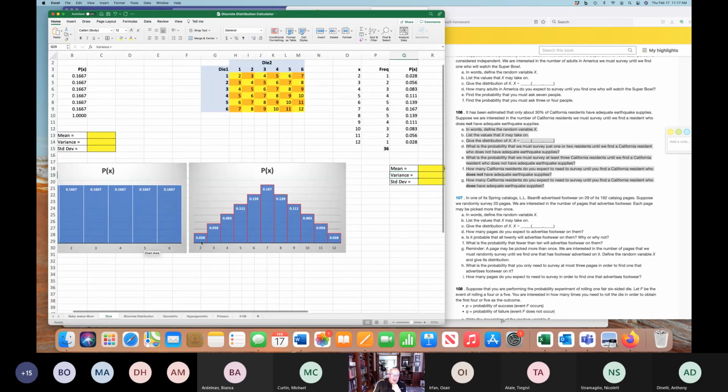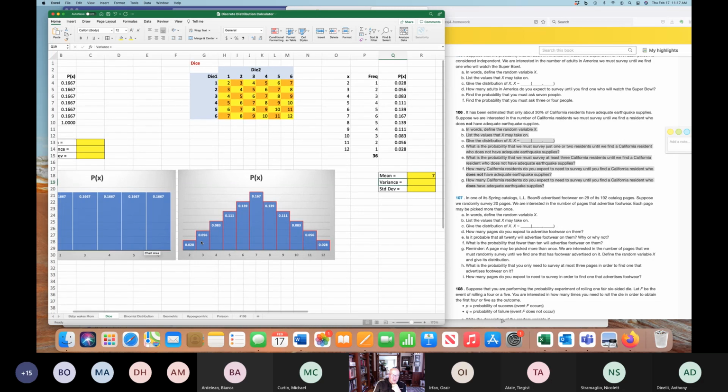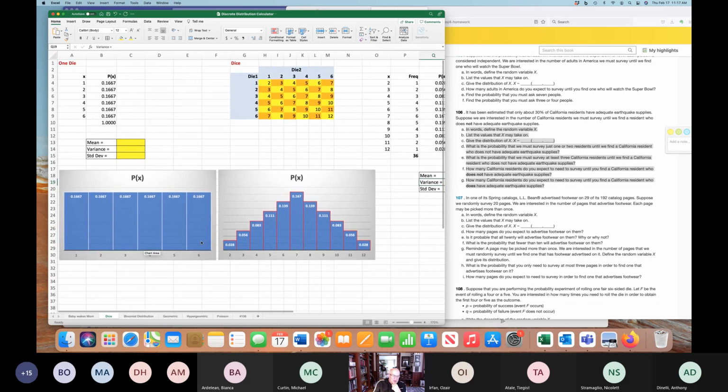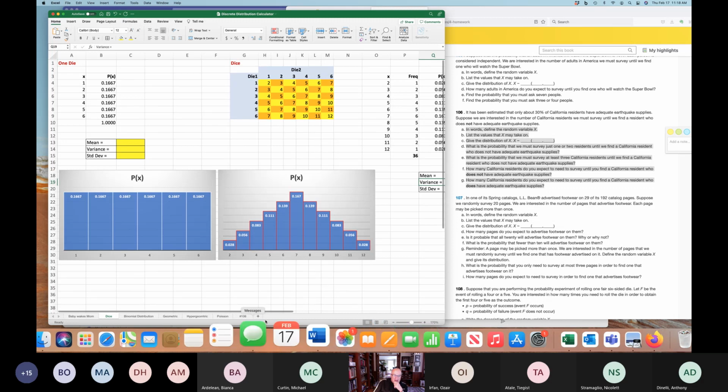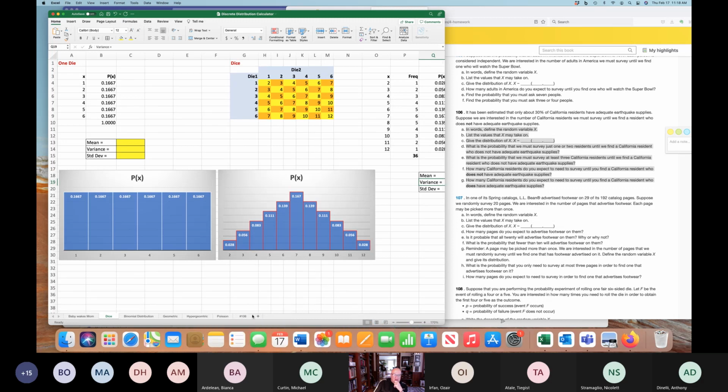I wanted you to find the mean, variance, and standard deviation for this problem, and the 4 problems that we talked about, number 88, 104, 114, and 118. And I did 106 in detail for you.